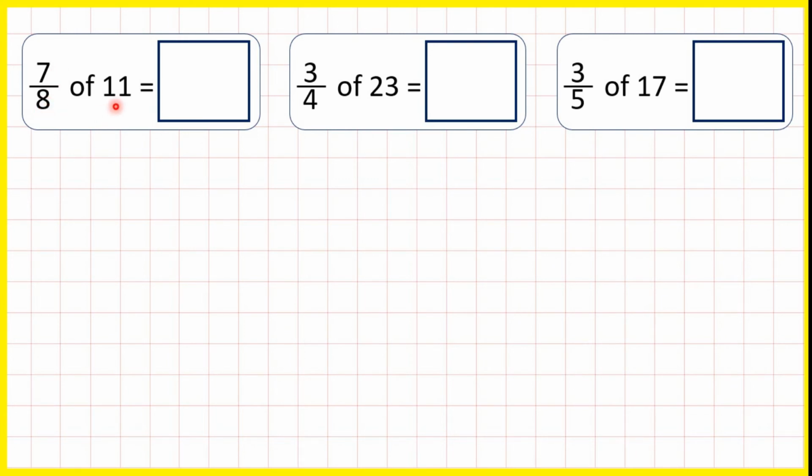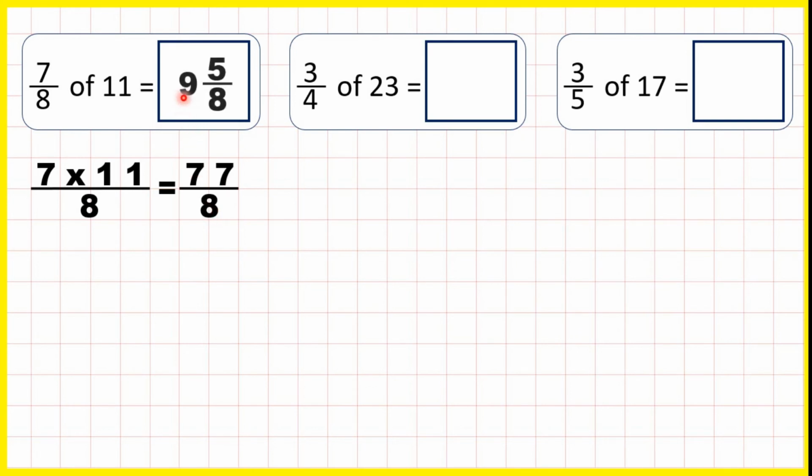So for 7/8 of 11, we can write our question out as 7 times 11 over 8, because remember, a fraction is really a division. So 7 times 11 is 77, and if we have 77 over 8, to change our answer back to a mixed number, we can divide. 77 divided by 8 is 9, remainder 5. So the 9 is our whole number, and the remainder 5 is our numerator. The denominator stays the same, so 9 and 5/8 is our answer.